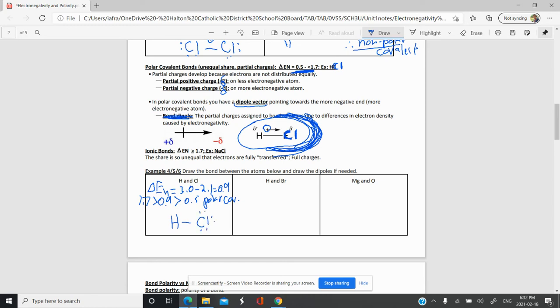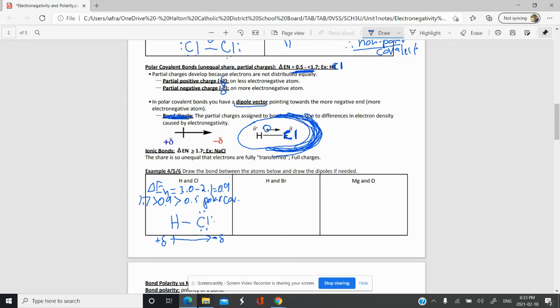And again, I'm just drawing the Lewis dot structure as I would normally draw it out. And now I have to put my dipole vector. The arrow points towards the more electronegative atom, which is the chlorine, and it has a partial negative charge. And the hydrogen would therefore have a partial positive charge. It's not a full charge because the electron was not fully transferred.